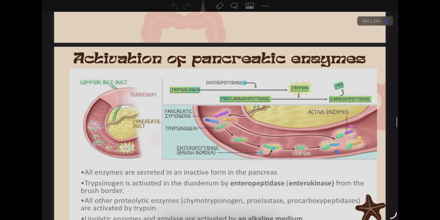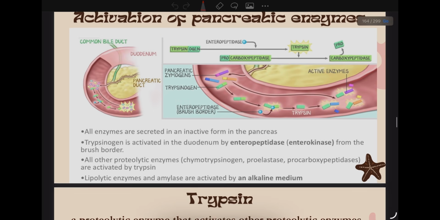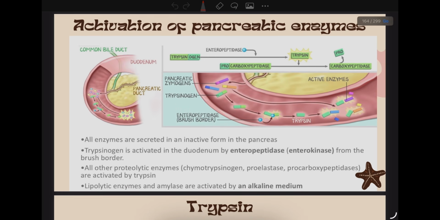This last thing you don't need. Yeah, this is a very important part. Pancreas secretes all of the proteolytic enzymes, or all of its enzymes, in an inactive form. Why? Because if it's active inside the pancreas, it will eat the pancreas itself. So you want it to be inactive until it reaches the duodenum.